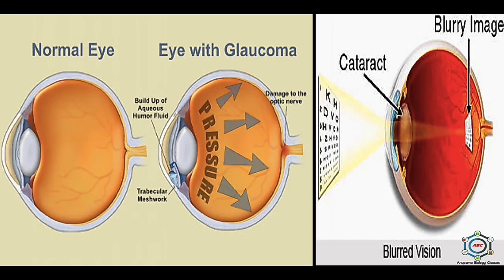After that, the cataract. In this, the lens becomes opaque due to disease or aging. It leads to blindness. It can be corrected by removing the lens and wearing suitable glasses, or by replacing the defective lens with a normal lens. It is also corrected by grafting a new cornea.